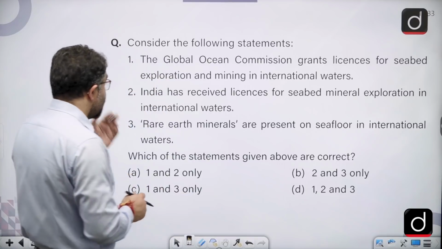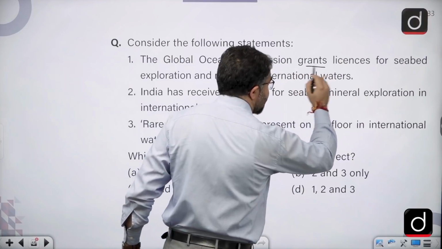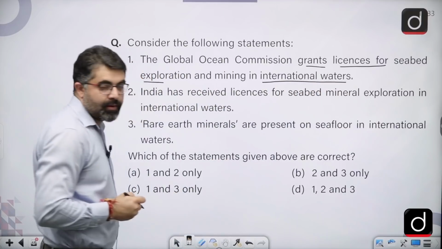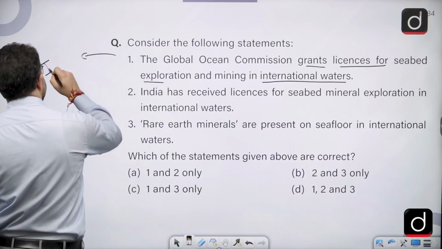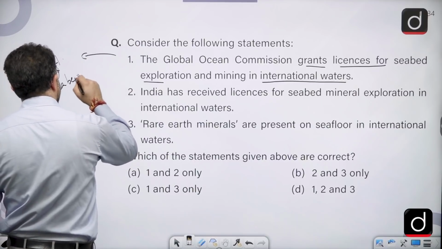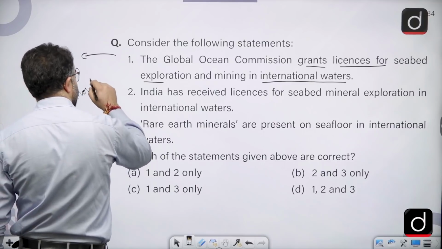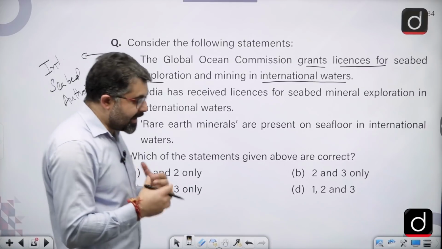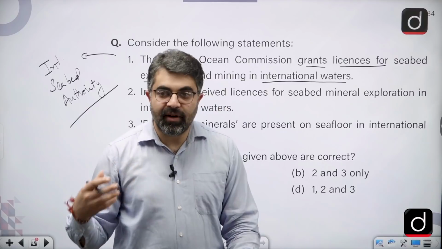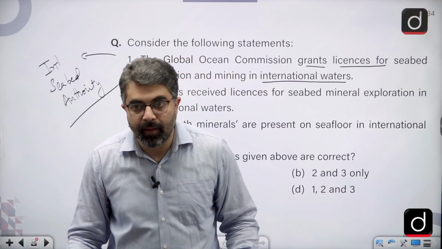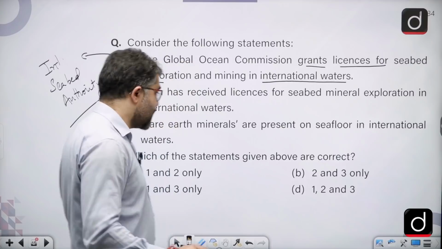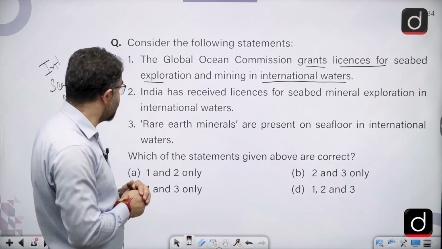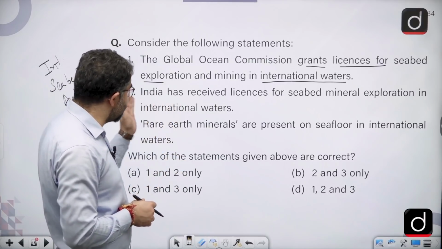However, the question was asked: the Global Ocean Commission grants licenses for seabed exploration and mining in the international waters. No, it is actually the International Seabed Authority that grants the licenses for countries to explore resources. It is a UN body, and the International Seabed Authority is headquartered in Kingston, Jamaica. So this statement is incorrect.